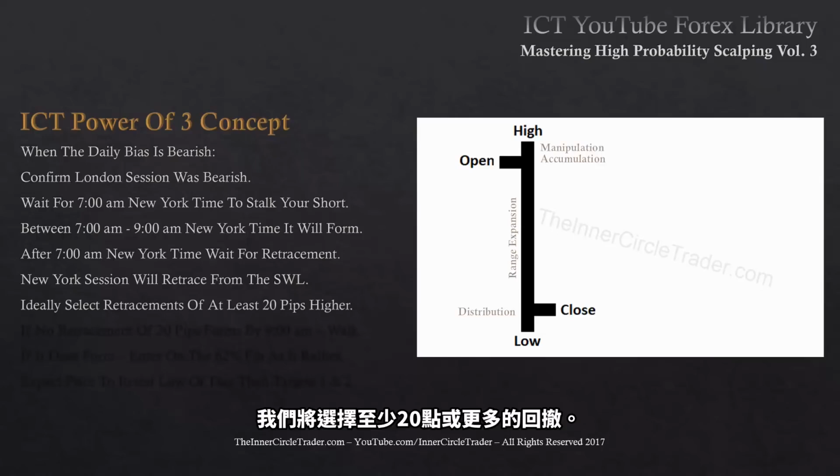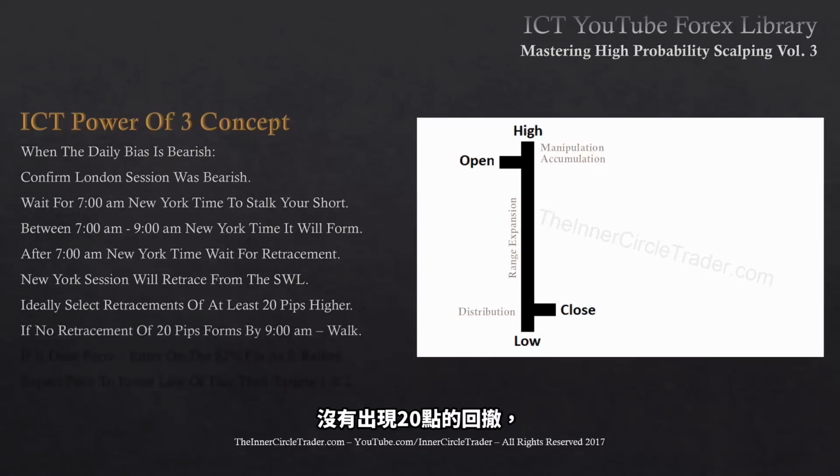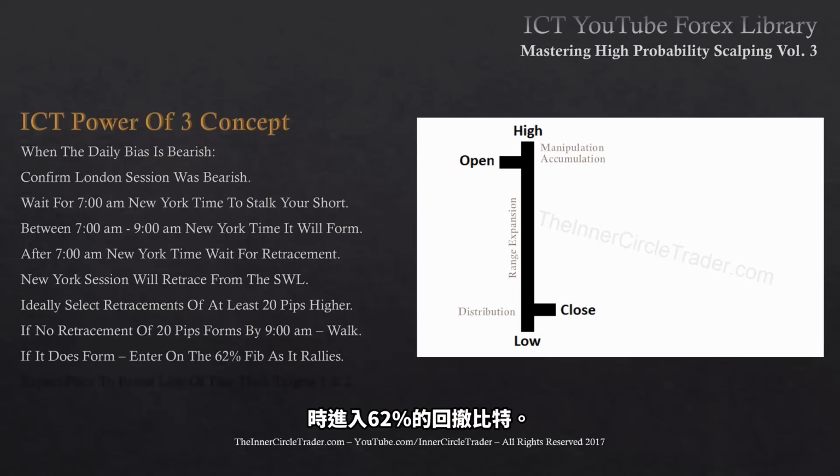Ideally, we're going to be selecting retracements of at least 20 pips or more as it retraces higher. If no retracement of 20 pips forms by 9 a.m., we're going to be cutting bait, or basically walking, and we'll be looking for another opportunity the following day. If it does form, we're looking to enter at the 62% retracement level as it rallies up.